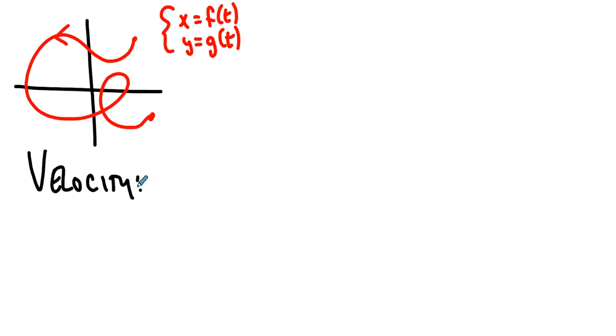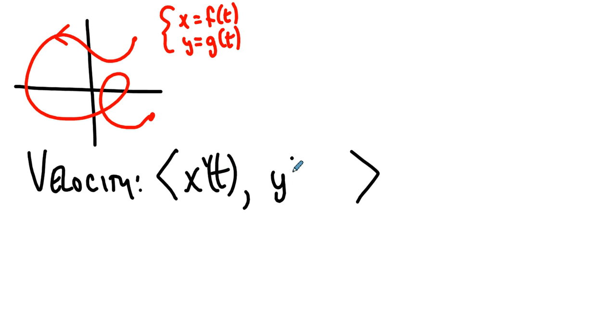Well, when you're measuring one-dimensional motion, velocity is a number. It's a speed with a direction. But when you're in 2 dimensions, velocity is a vector. It's a vector where we have the derivative of x and then the derivative of y, telling us how the horizontal distance is changing and how the vertical distance is changing.